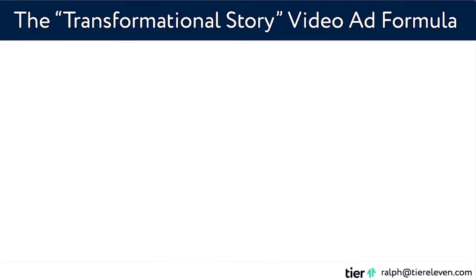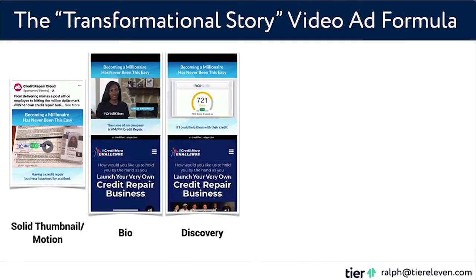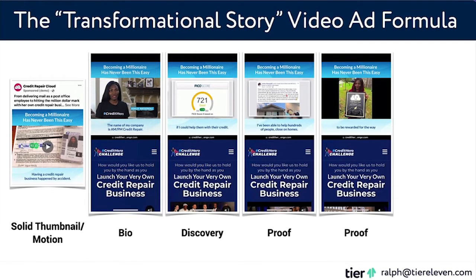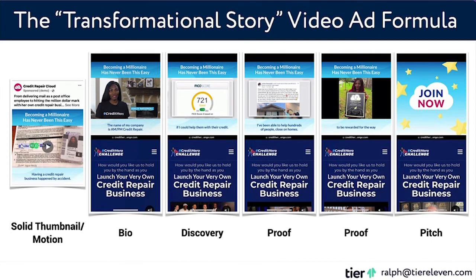All right, so this is the transformational video ad formula. They all start with a solid thumbnail and some motion, and then we go into sort of a bio. In this case, becoming a millionaire has never been this easy is the headline that we have in there. And it tells the story about this woman who discovered Credit Repair Cloud and how it transformed her specific credit score. And then also she started teaching other people how to do the same. So we have discovery, and then we have proof of this is what I actually did. I did it for myself, and then I started doing it for other people.